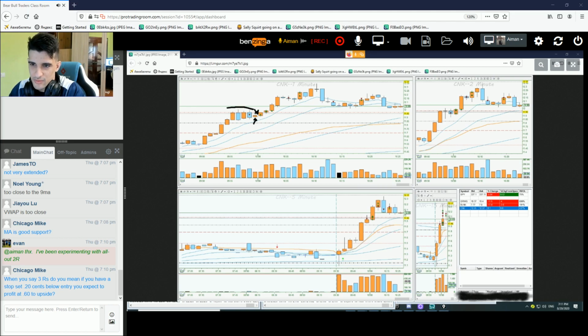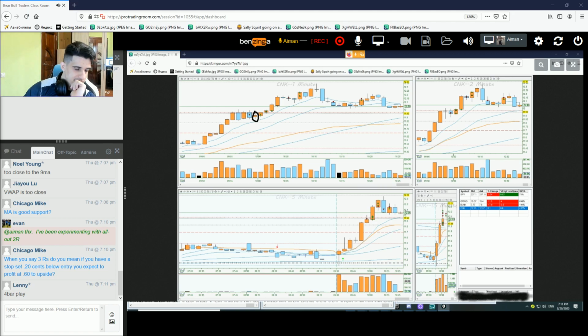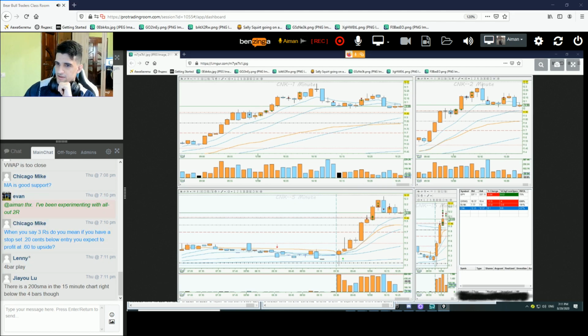Why would I have liked this entry here? Anyone? This entry. Exactly, Laney. 4-bar play. What do we have? We're having green, red, green, red, stock going up, coming back down, taking it to the short side, stop loss right here, and then getting stopped out. So this is not bad. If you just waited for the setup, eventually it still did it, and you got stopped out.